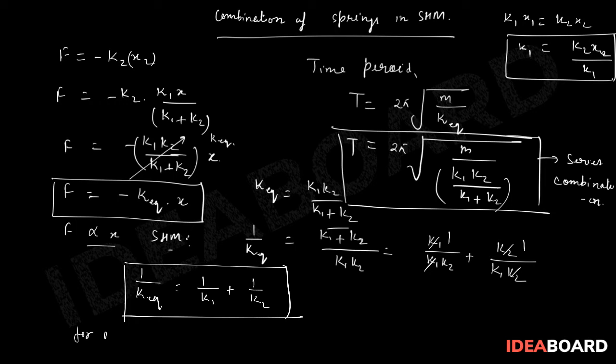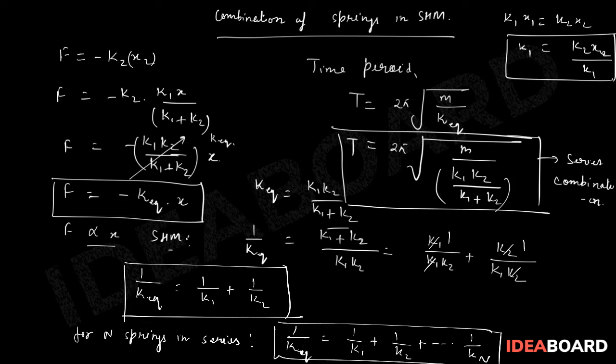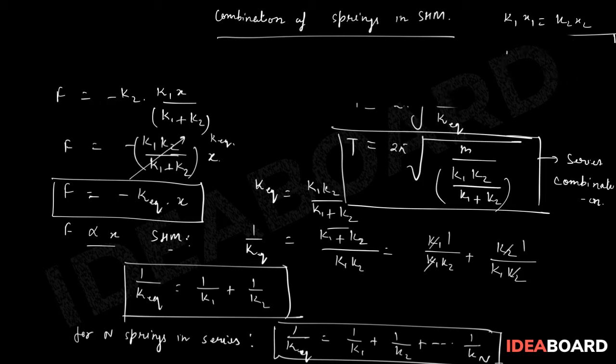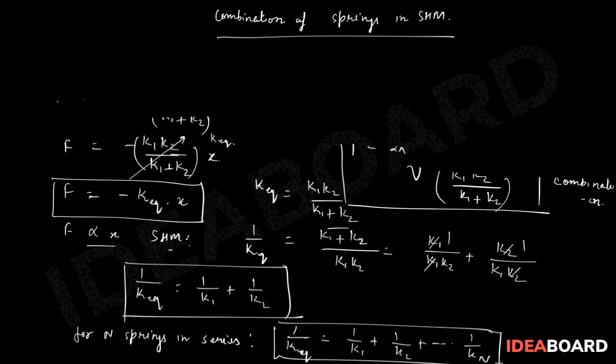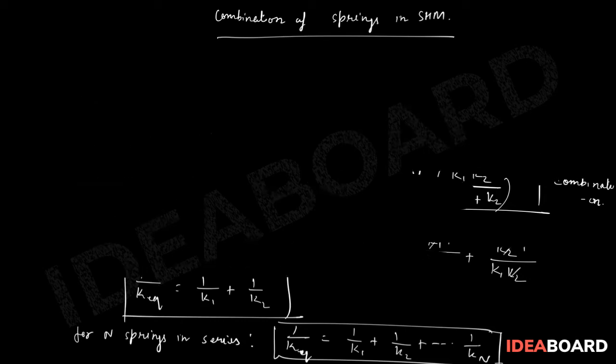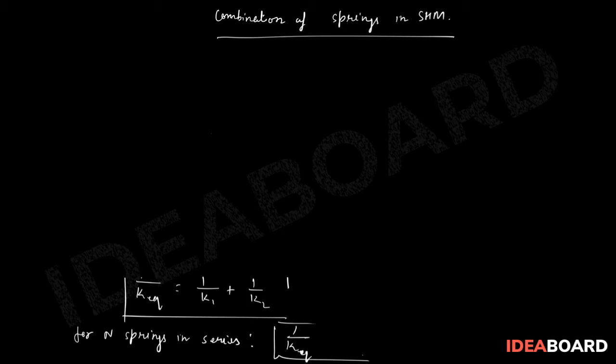So for n springs in series, we can say 1 upon K equivalent is 1 upon K1 plus 1 upon K2 and so on up to 1 upon Kn. That's how we can calculate the value for the series combination of all springs. Fine. So now we are done with series combination. Now we want to see the parallel combination, the other one. So let us remove all this. Parallel combination will be pretty easy.